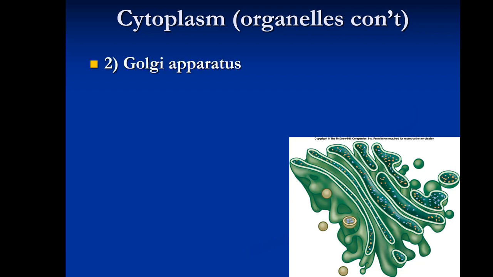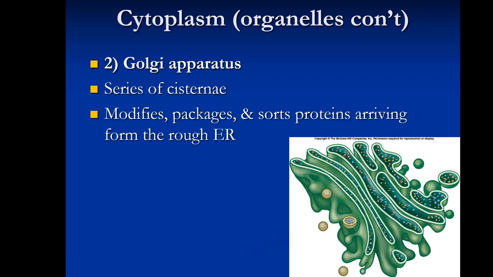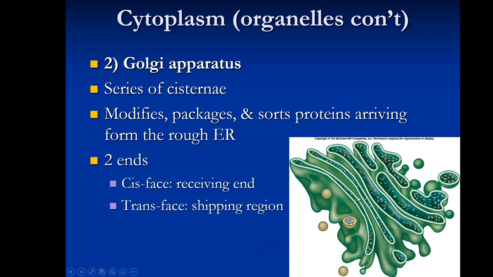Moving on to the Golgi apparatus. The Golgi apparatus also is a series of these flattened sacs called cisternae. Its job is to modify, package, and sort proteins arriving from the rough ER. So the proteins that are made on the rough ER go to the Golgi apparatus where the finishing touches are put on them. So it basically finishes the proteins off. So there's two ends, a cis face and a trans face. The cis face receives and then the trans face ships out. So in other words, the proteins would come into the cis face from the rough ER and then leave via the trans face.